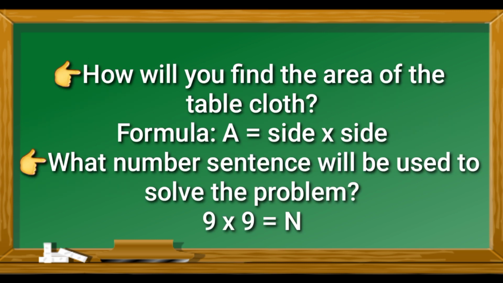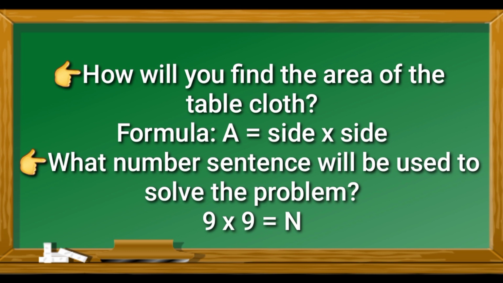Let us now answer the following questions about the problem. How will you find the area of the tablecloth? First, we need to identify the formula in finding the area of a square. Why? Because the shape of the tablecloth is a square. And the formula in finding the area of a square is area is equal to side times side.